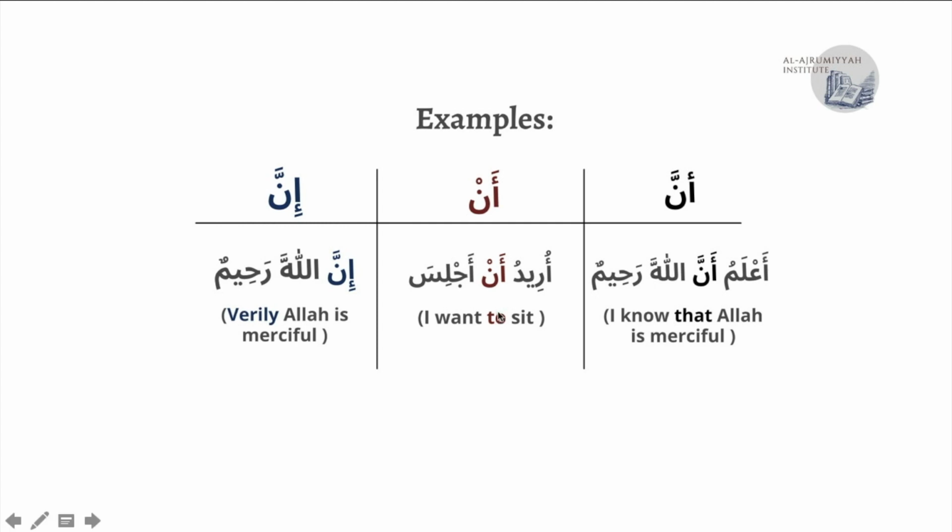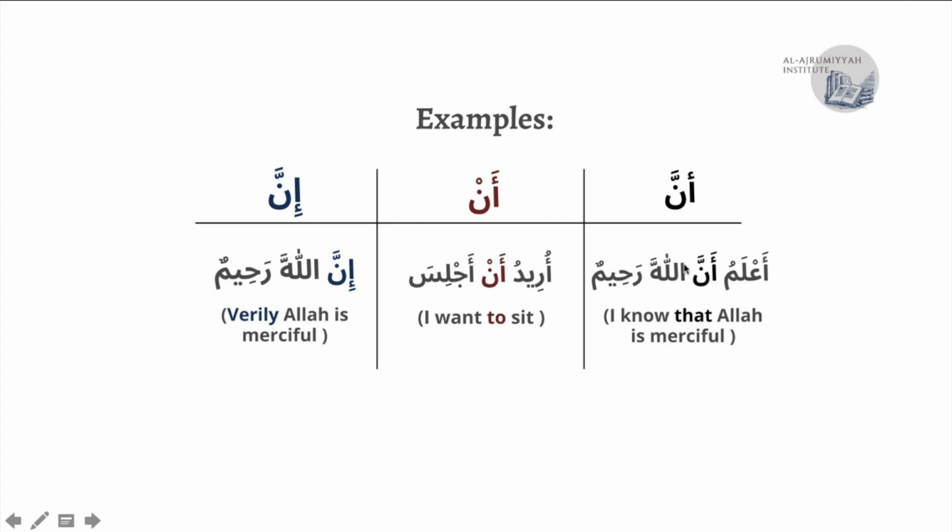An means to, and it makes the verb that follows it mansub, and likewise it only comes after verbs. So uridu an ajlisa, I want to sit. Uridu means I want, and an ajlisa, to sit. Ajlisa is mansub. Why? Because of an, because it makes the verb that follows it mansub.